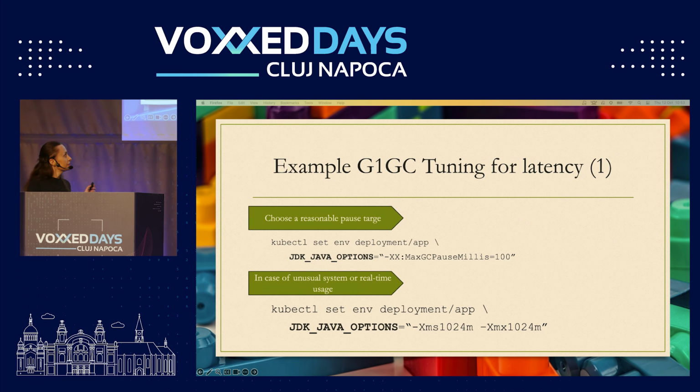So I started by configuring the G1GC with a reasonable pause target. Now, don't go to 10 milliseconds, because you will see some unexpected results in terms of throughput, like even less throughput.